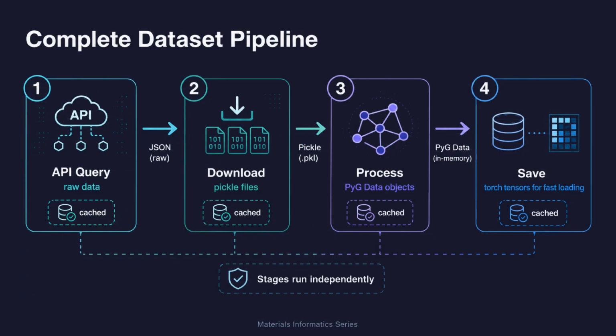The complete dataset pipeline flows from API query to saved tensor data. First, query the Materials Project API with your search criteria. Download structures and save as pickle files. Then perform graph conversion to create PyG data objects with node features, edge indices, and labels. Finally, save with torch.save for fast loading. Each stage can be cached independently, allowing you to resume if interrupted.